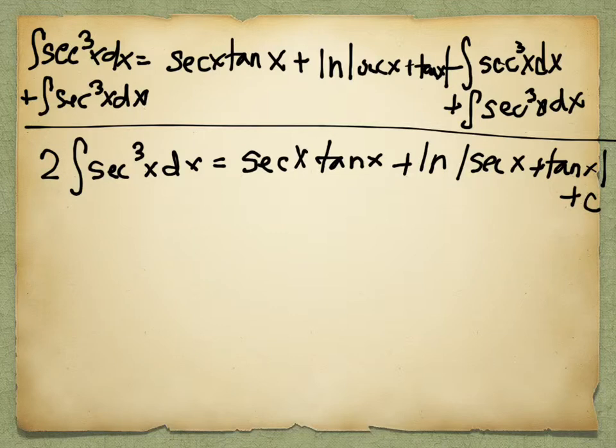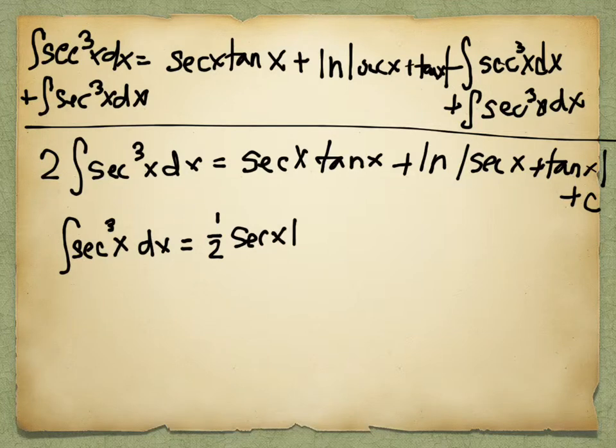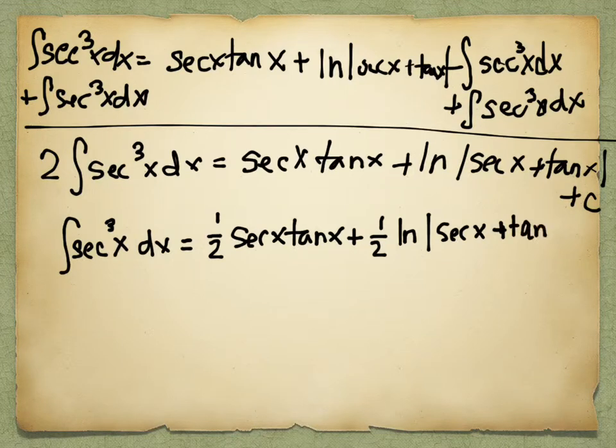Now we have to do one more thing. What do we have to do? Divide by 2. Yeah, that 2 in the front, it can't stay there, right? I'm supposed to be solving for the other portion of it. So divide by 2 or multiply by 1/2. I end up getting that the integral that I was looking for, which is the secant cubed of x dx, is 1/2 secant x tangent x plus 1/2 the natural log of secant x plus tangent x. Be careful not to lose the plus c at the end.